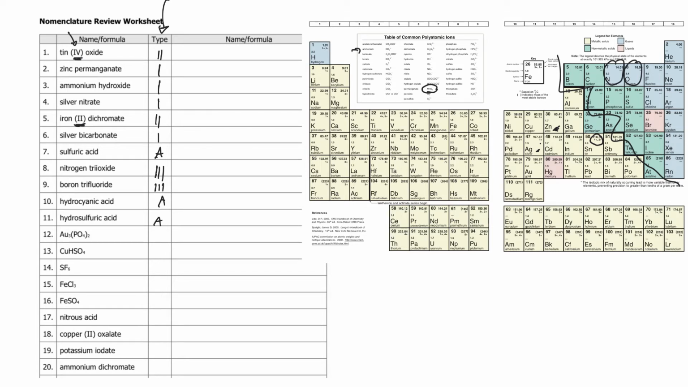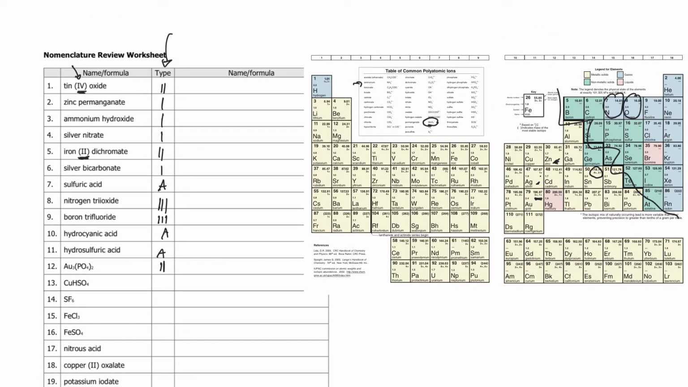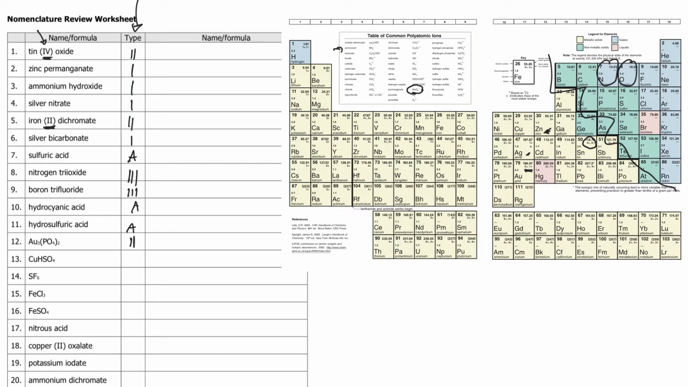Acid, gold. So gold, where's gold? I just saw, oh, right there. It has 2 charges, so it's a type 2. Let me keep going here. Copper, so Cu, I think, yeah, it's got 2 charges as well, right there. So it's a type 2. SF6, S is here and F is there. They're 2 nonmetals, so it's type 3.